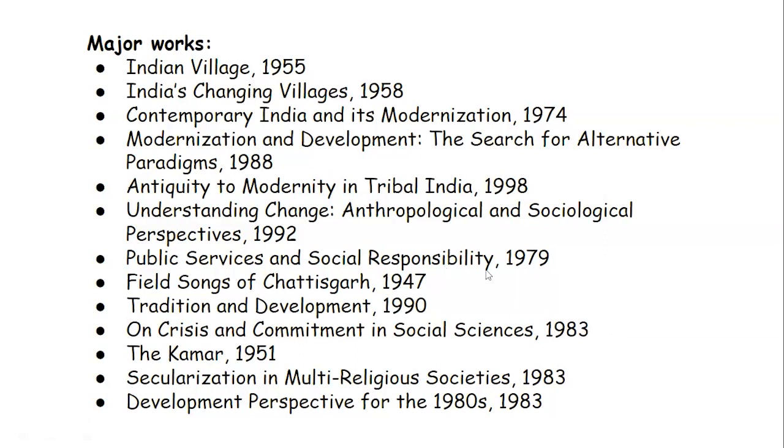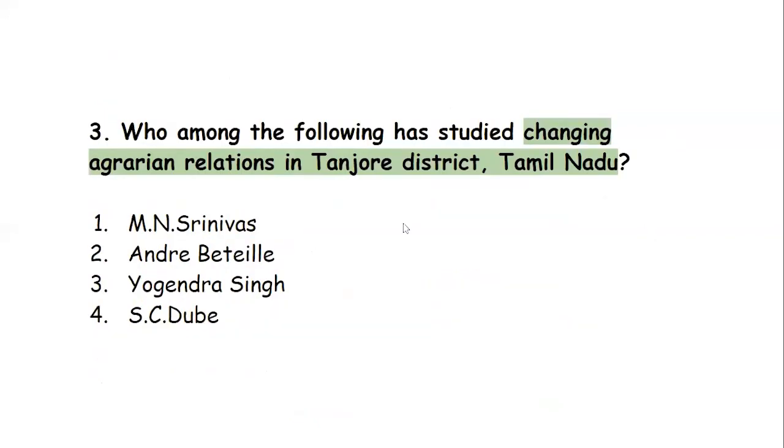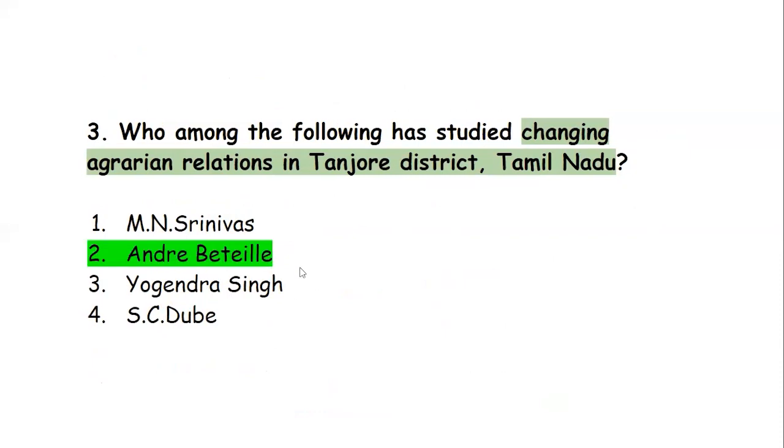I know it is a lot of books, but you have to study this because S.C. Dubey is also very important in UGC NET Sociology. So you have to at least remember some of his major works and the year in which they were published. So back to our question. Who among the following has studied changing agrarian relations? The answer is Andre Béteille. So I hope it's clear. Let's move on to the next question.